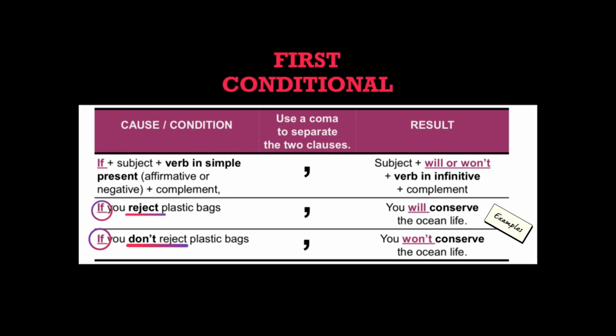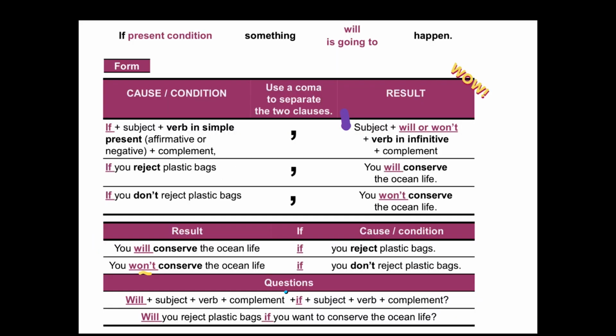Let's check the examples. It says, if you reject plastic bags, comma, that's the condition, the possible result will be you will conserve the ocean life. And now it is in negative. If you don't reject plastic bags, that is the condition in the present, the result will be you won't conserve the ocean life.